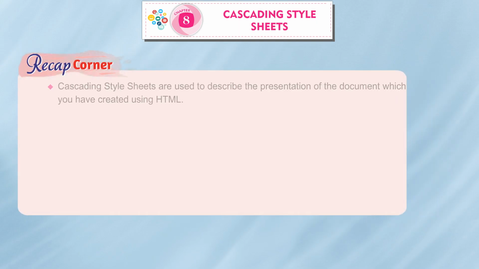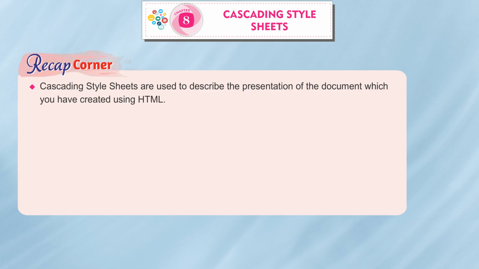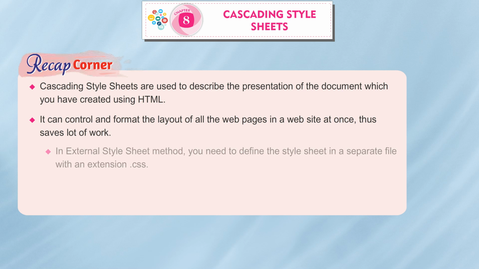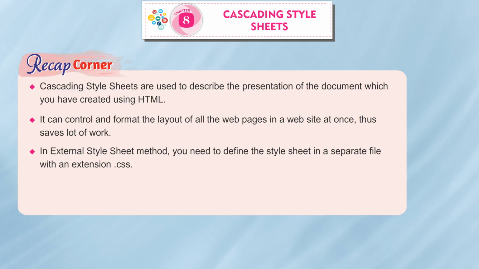Recap corner. Cascading Style Sheets are used to describe the presentation of the document which you have created using HTML. It can control and format the layout of all the web pages in a website at once, and thus saves a lot of work. In the external style sheet method, you need to define the style sheet in a separate file with an extension .css.